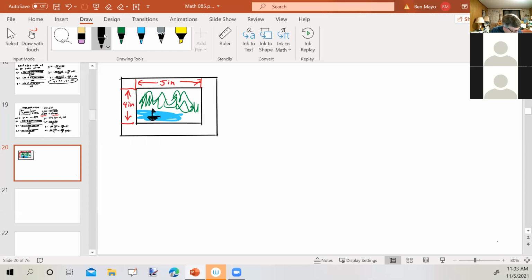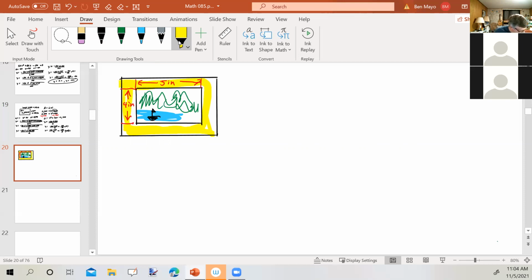So here's what the picture says. It says, the matting around the picture has a uniform width. Okay, so the picture is the trees and the lake and the sailboat, and then the matting is this stuff here, okay? So here we'll make it yellow.